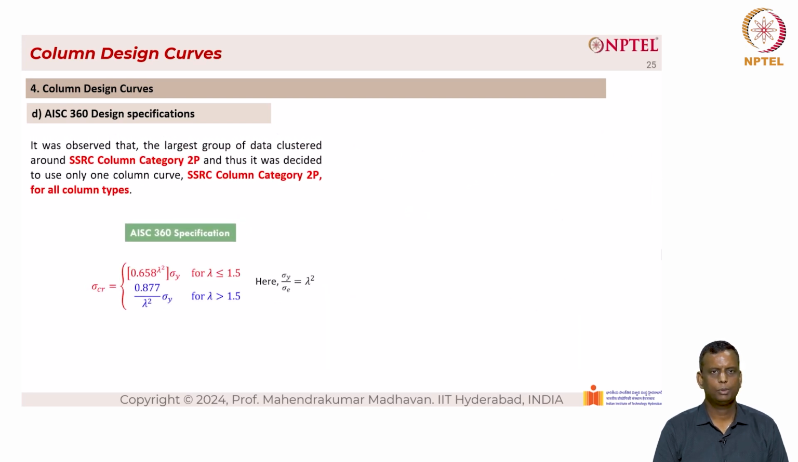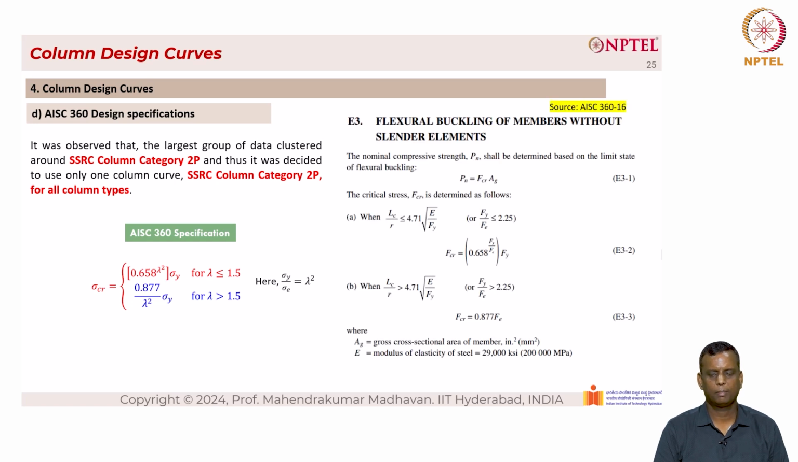So we have this equation here. We know that sigma critical is 0.658 power lambda square into sigma y for lambda less than or equal to 1.5, and 0.877 by lambda square into sigma y for lambda greater than 1.5. Here we have sigma y by sigma e equal to lambda square. When we compare it with the codal provisions, the right side shows the codal provisions. From the screenshot, we can observe that it is very similar to the values derived from these equations, the top one as well as the bottom one.